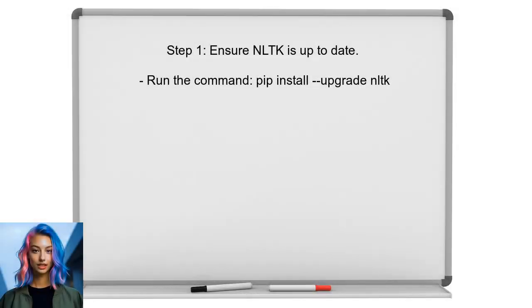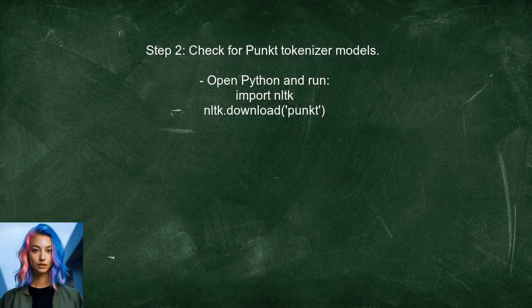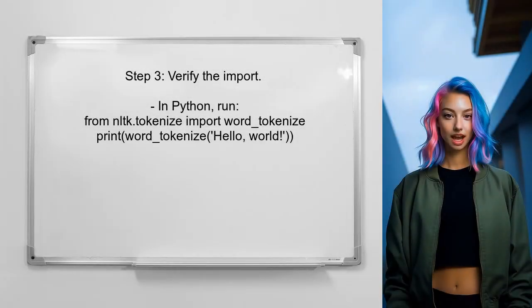To resolve the import error regarding PunktWordTokenizer, the user should first ensure they have the latest version of the Natural Language Toolkit, or NLTK, installed. Next, the user should check if the PunktTokenizer models are downloaded. This can be done by using the NLTK downloader. After downloading the models, the user should verify that they are correctly imported. They can do this by running a simple import statement in Python.